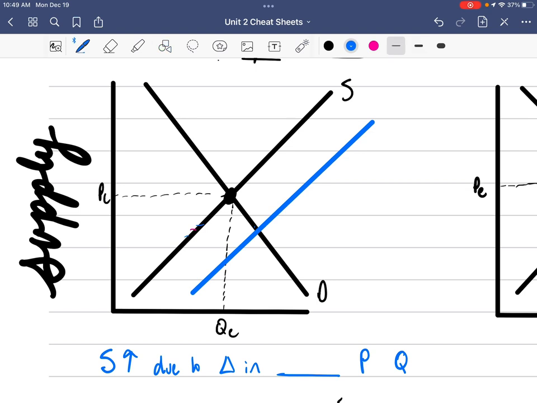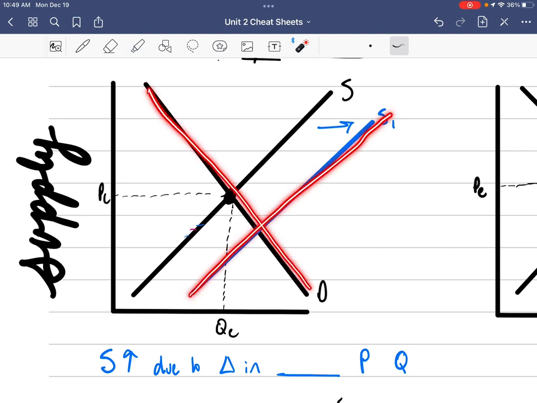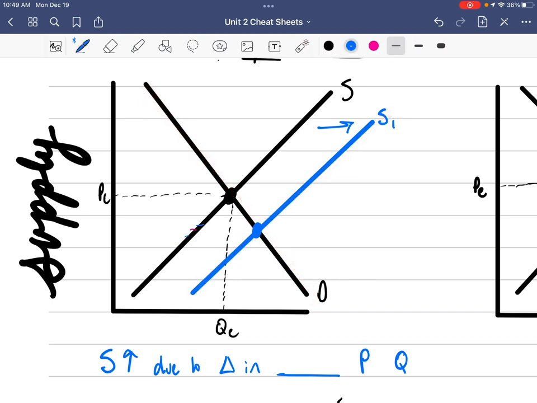When I have a new line, I give it a new name, S1, and an arrow pointing from old to new, indicating the shift. We shifted it to the right because right is more. When that happens, hopefully you see that this supply line doesn't exist anymore. It's upward sloping supply, downward sloping demand. Use your fingers to trace it out if you need to, and find the point where they intersect. And that point is called equilibrium.